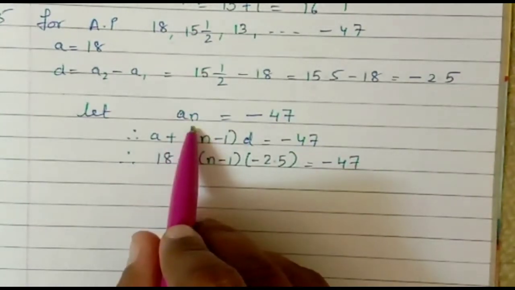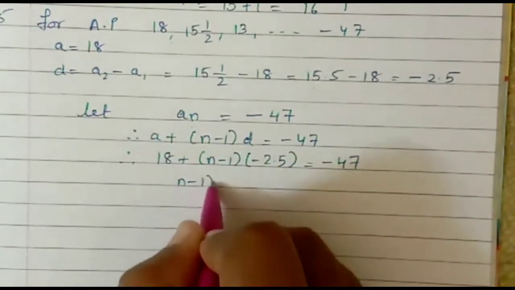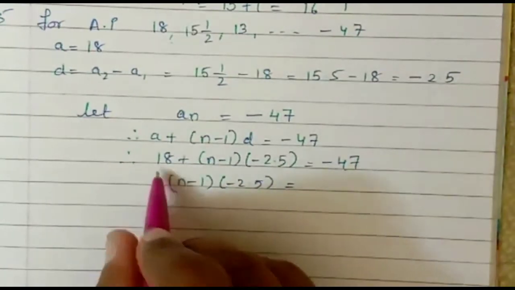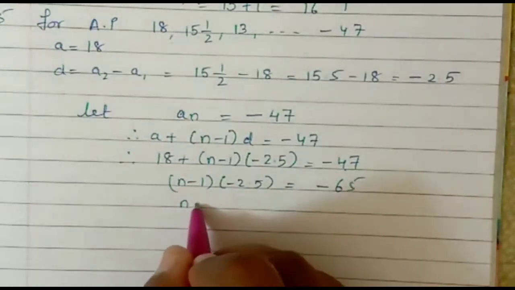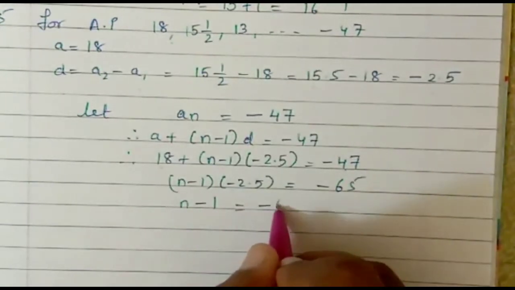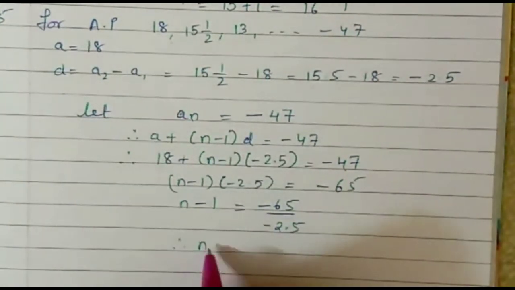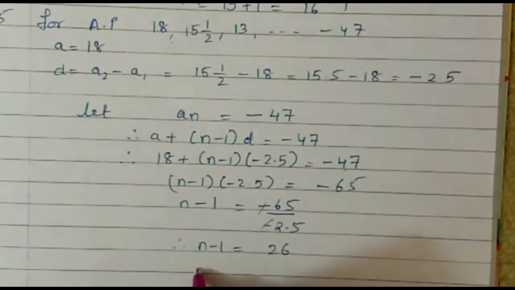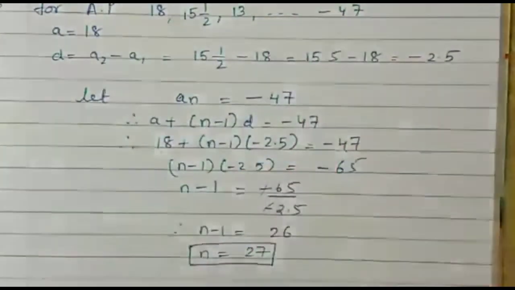Put the formula for an, right? So this plus 18 will go to the opposite side. We will be getting n minus 1 into minus 2.5 is equal to minus 47 minus 18, which will be minus 65. Now this minus 2.5 will come in division. So we will be getting n minus 1 is equal to minus 65 by minus 2.5. So thus n minus 1 is equal to 26. The minus and minus signs will get cancelled. And so n is equal to 27. So thus we can say there are 27 terms present in the given AP, right?